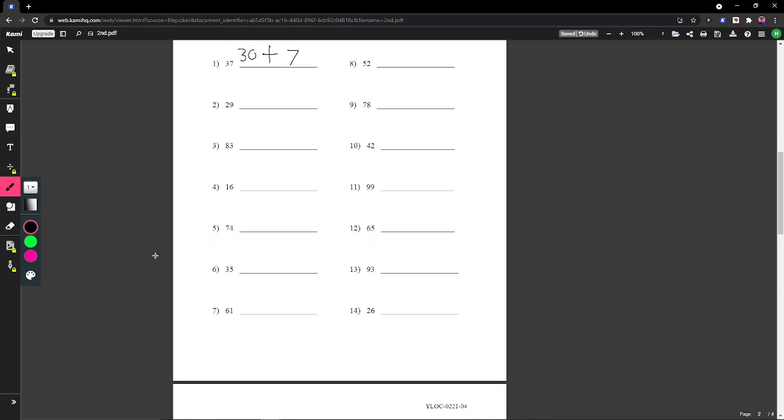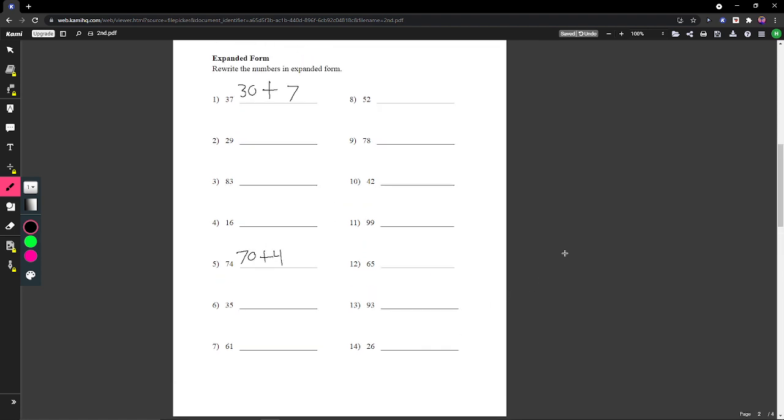So for example, on number 5, we have 74. In the 10s place, we have 7, so we do 70. And in the 1s place, we have 4, so it'll be plus 4. So you can see that in expanded form, you pretty much just separate them based on what value is in where.